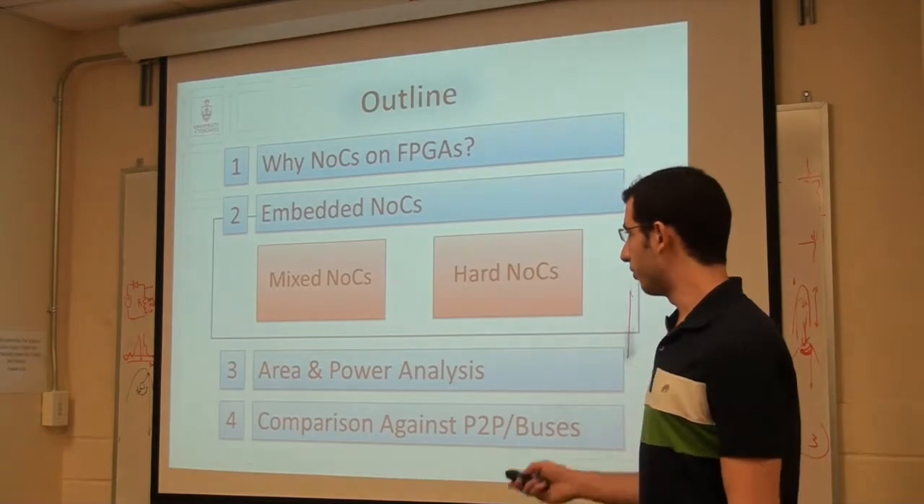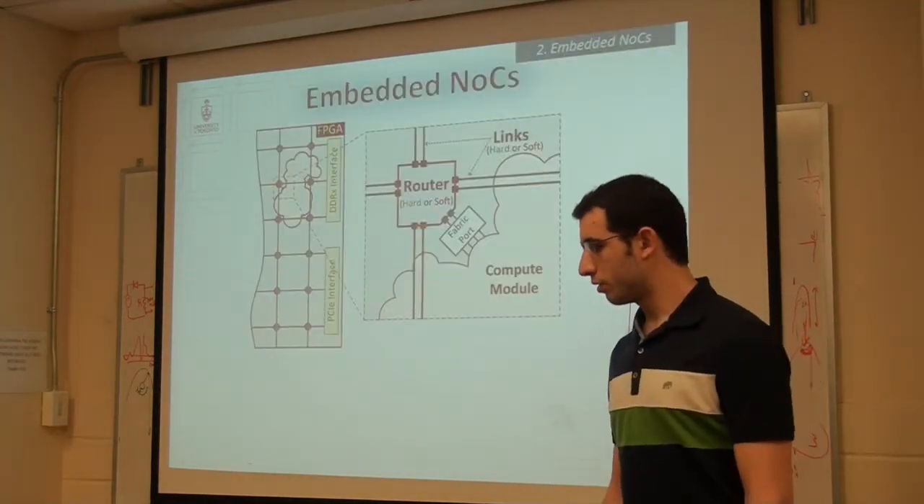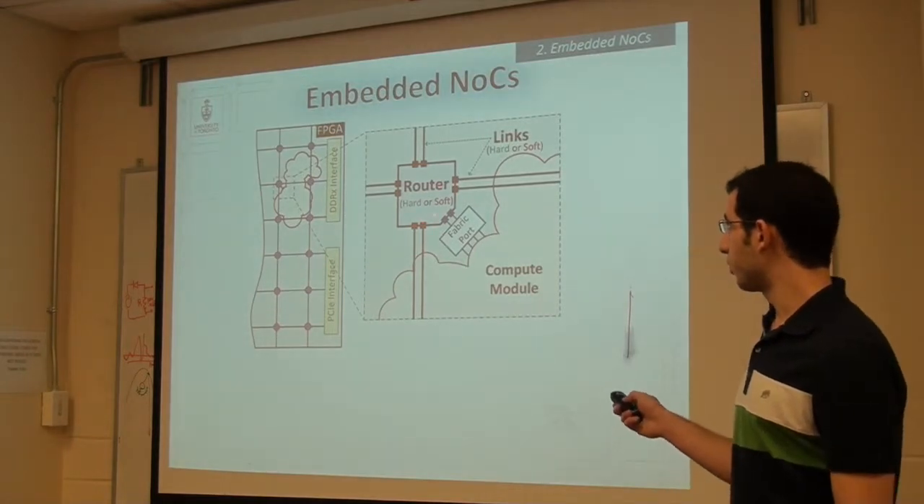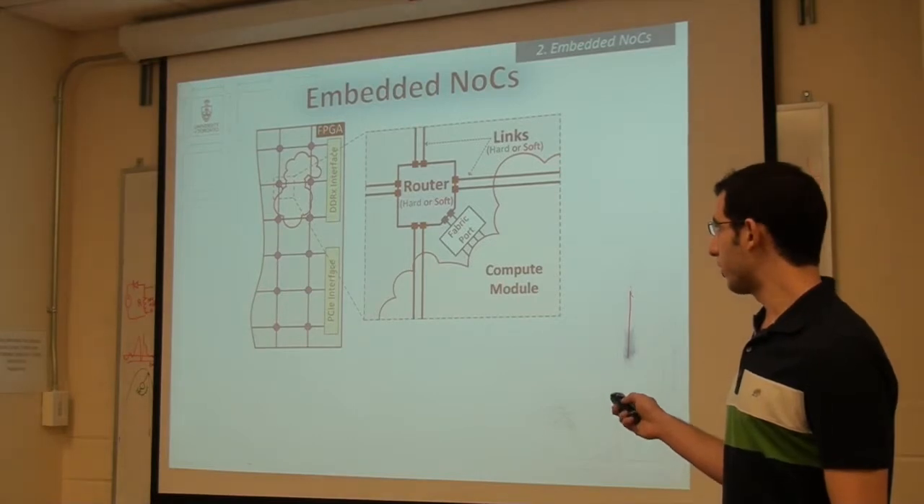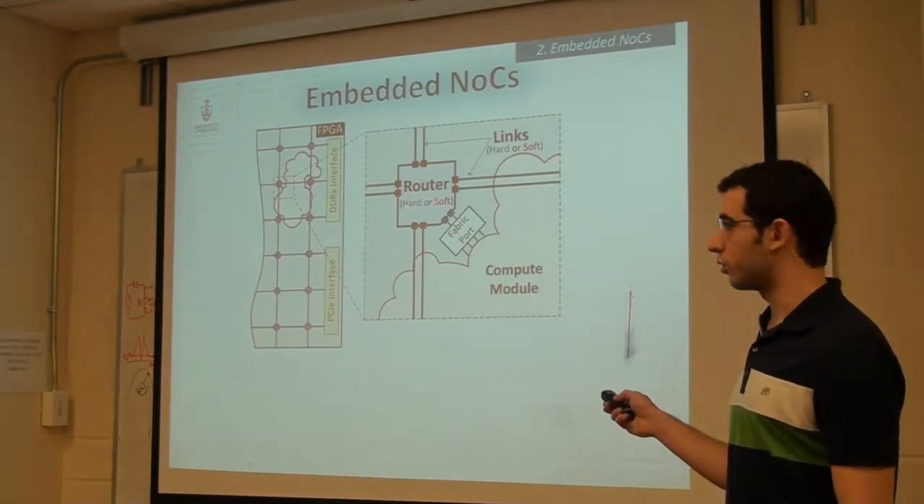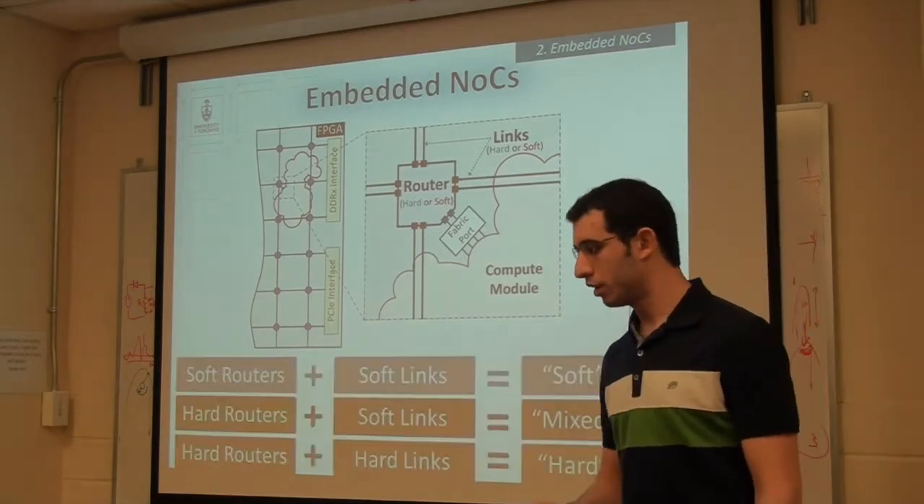All right, so we have 2 types of NoCs. We call them mixed and hard NoCs. So this is sort of our design space here. We have a router and links. That's what makes up our NoC. We also have this fabric port that interfaces our NoC to the FPGA fabric, and we'll talk a little bit about that later.